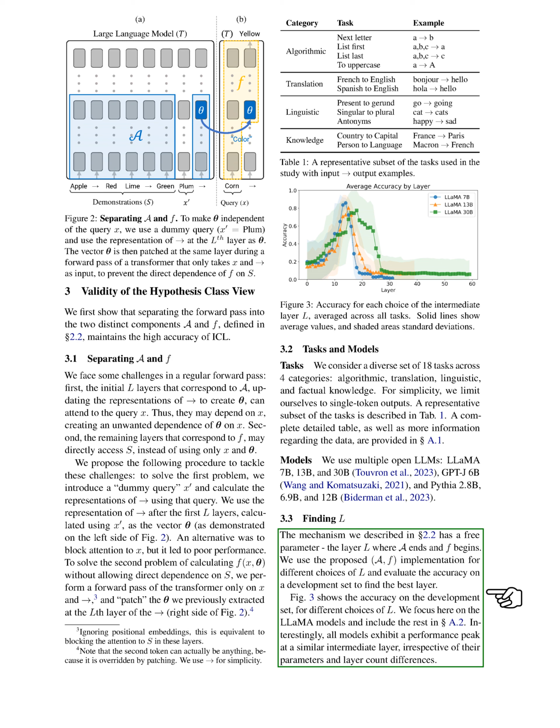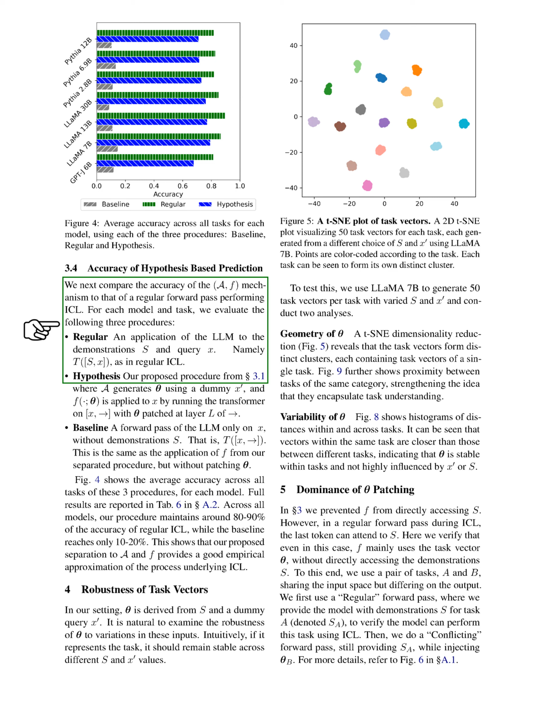Interestingly, we found that all models performed best at a similar intermediate layer, regardless of their individual parameters and the number of layers they had. Next, we compared the accuracy of our mechanism to that of a regular forward pass, which is a common method used in this field. We tested 3 different procedures.